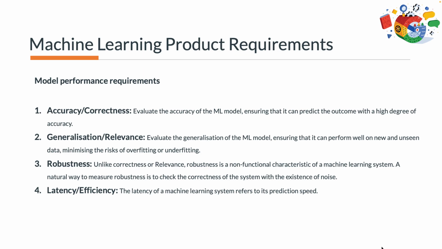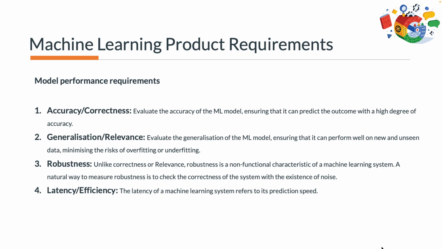Unlike correctness or relevance, robustness is a non-functional characteristic of a machine learning system. A natural way to measure robustness is to check the correctness of the system with the existence of noise. For example, if you add some changes to your data, or if you change some target values and characteristics of some of the data points that may break the machine learning system or make it predict incorrectly, then you will see whether your machine learning product or your model is robust enough to still be able to predict the results correctly, or at least close to what you expect it to be.